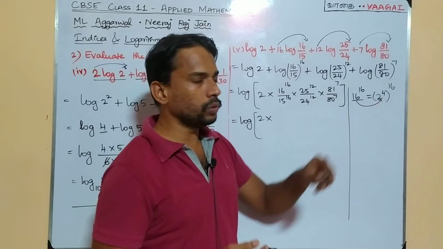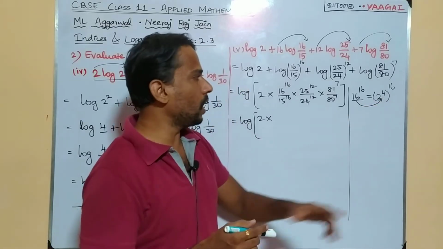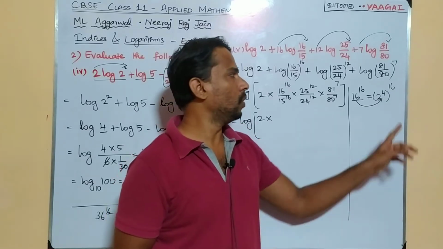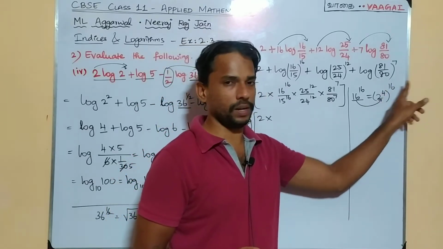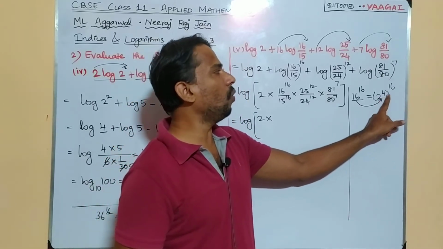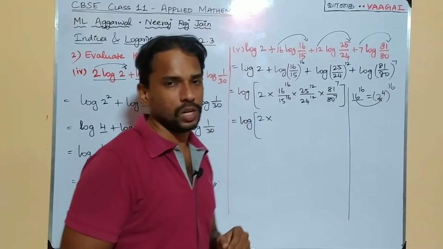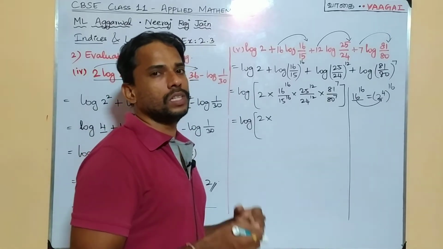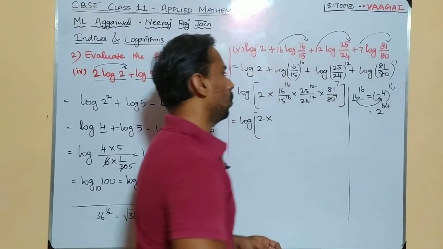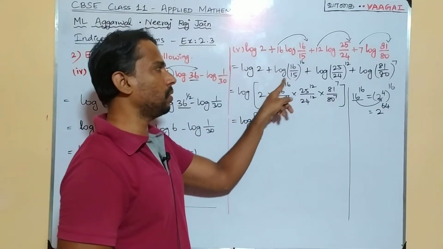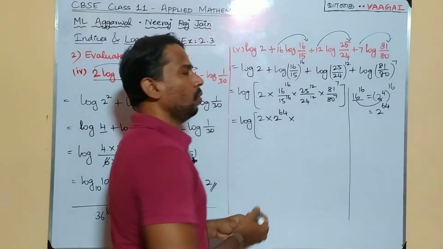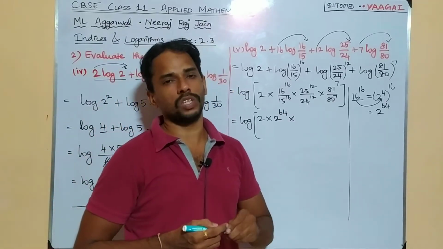Now according to the exponents axiom, what happens? 2 power 4 the whole power 16 will become what? The powers will be multiplied. So it will become 2 power 4 into 16. What is 4 into 16? It's going to be 64. So this will become 2 power 64. Now I am going to replace 16 power 16 as 2 power 64. Be careful. 2 power 64 into... I am going to do the same kind of process for all these numbers.